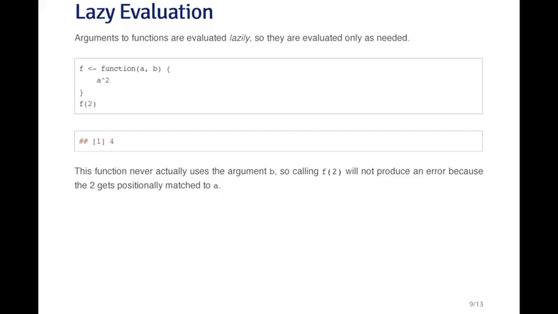Now you might say that, of course, the function f is kind of poorly defined, so why would you give an argument that's never actually evaluated? And that's a reasonable objection. But in this case, the function will operate correctly because the value of 2 is positionally matched to the argument a, which is then squared.